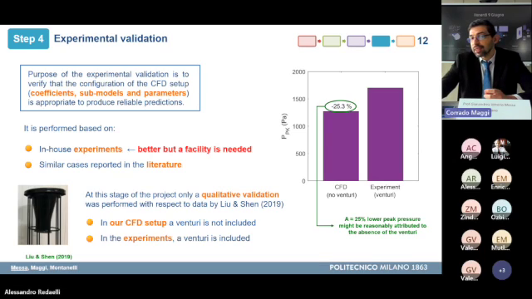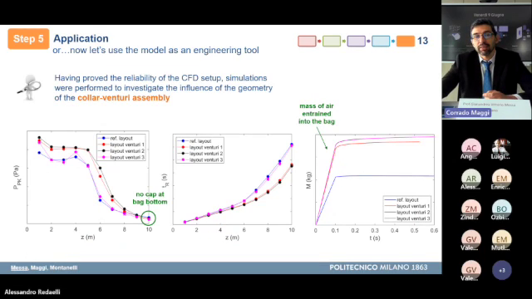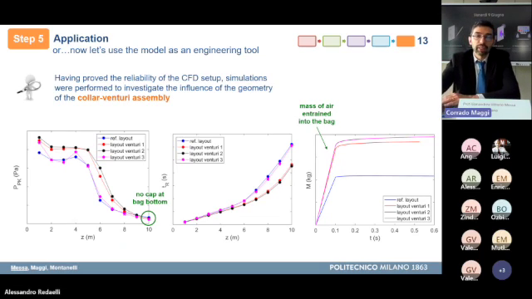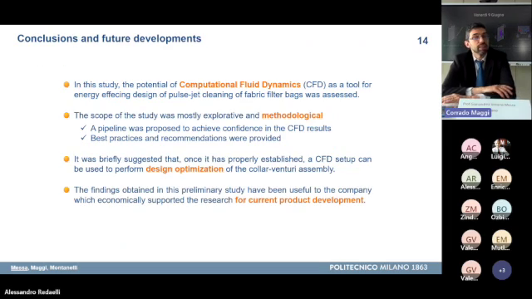And finally, after completing these first 4 steps, we are ready for the application. So the CFD model has been properly established, and therefore it could be applied for investigating, for instance, the effect of the geometry of the collar Venturi assembly on the cleaning efficiency through the analysis of the peak pressure distributions and the arrival times, and we also monitored the amount of air entrained into the bag over time. So we are now ready to come to the conclusion of this seminar.